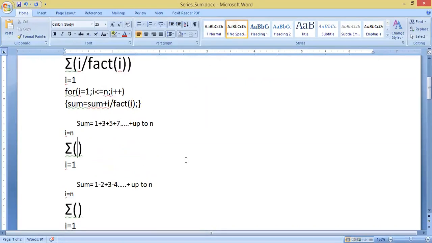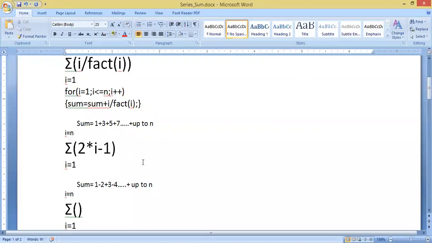So now tell me the sigma for this one when the sum is 1, 3, 5, 7. So how should I maintain it when i is from 1 to n, then what should I write over here? So 2i minus 1. Correct. This will be 2 into i minus 1.